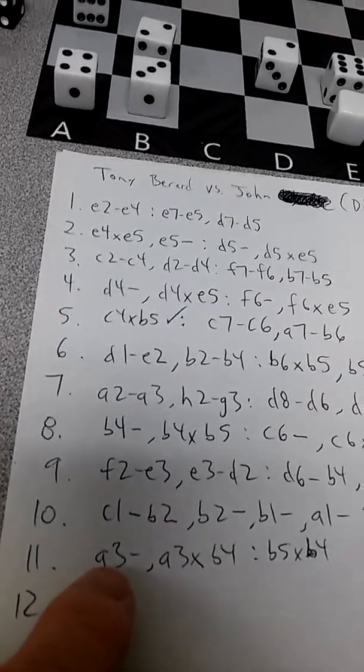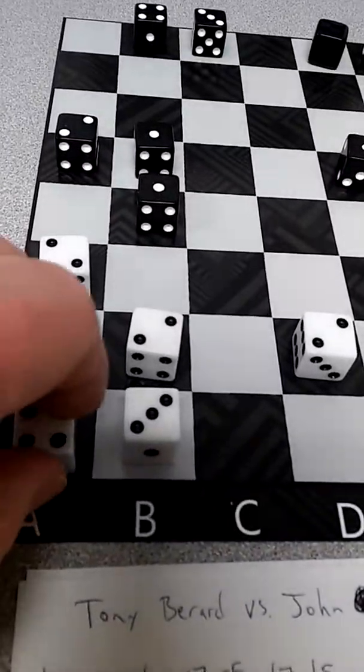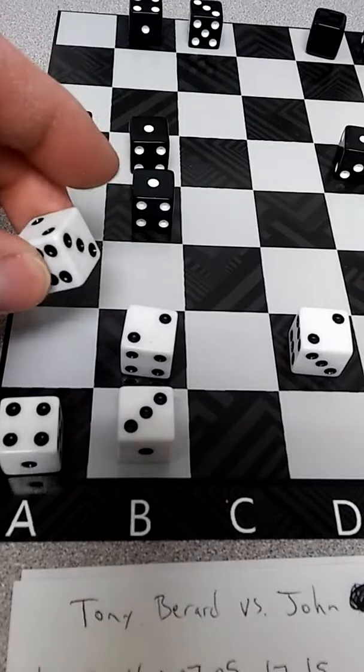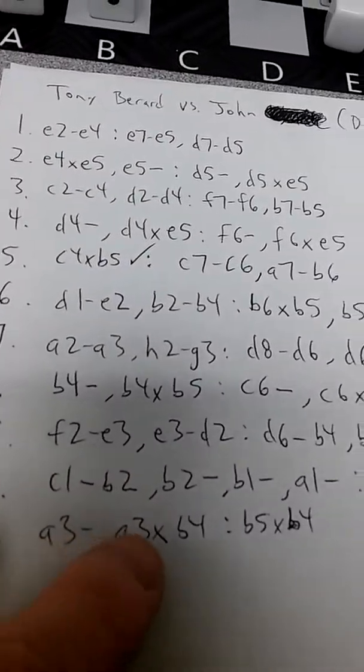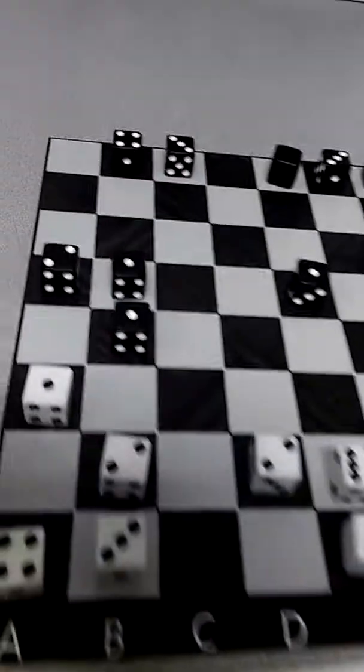So then my turn was A3 minus. That'll bring that to a 1. And then A3 takes B4.